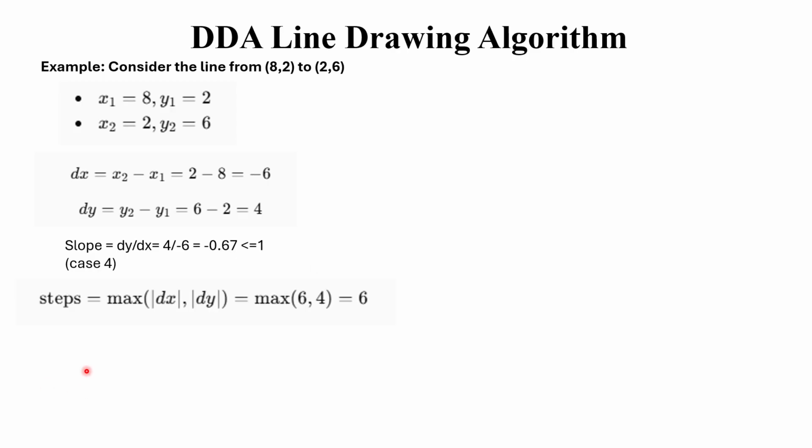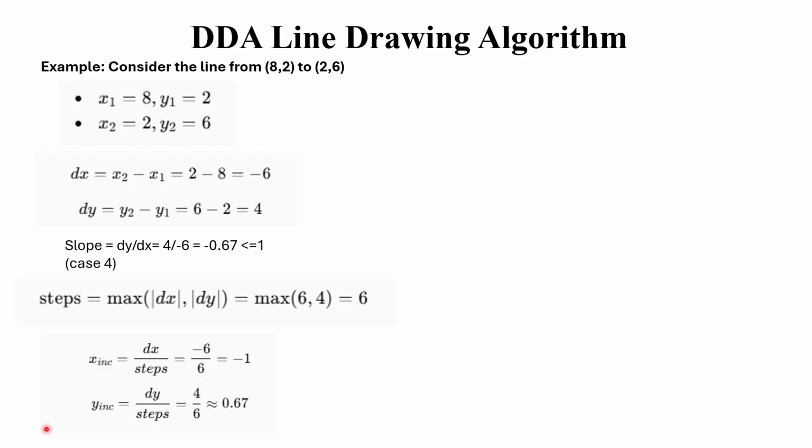So as per the DDA algorithm, we need to find out the steps. Steps is calculated by using the maximum value of dx and dy, that is absolute value. We need not bother about this minus 6 while calculating the steps because steps denote the number of intermediate calculations that we are going to perform. So maximum of 6 and 4 is 6. So here we are going to calculate 6 intermediate steps to draw a line between 8, 2 to 2, 6.